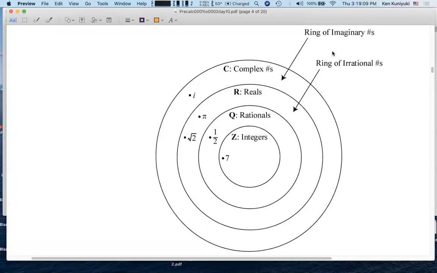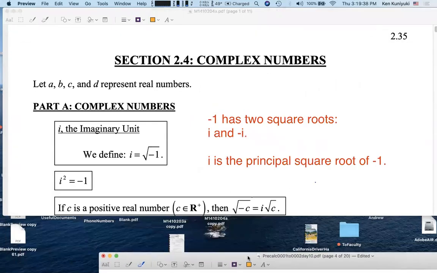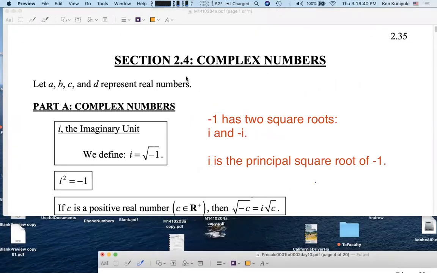Hi everyone, this was our Venn diagram from back in section 0.1 for sets of numbers. So far, we've been keeping it real. But now we're going to extend to the broader set of complex numbers, C, where we're going to throw in the imaginary numbers, such as i. Later on, we're going to talk about the complex zeros of a polynomial function, which could be real or imaginary. Section 2.4 is on complex numbers in general.